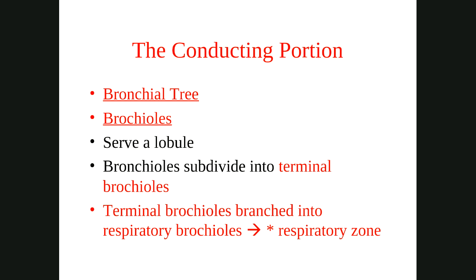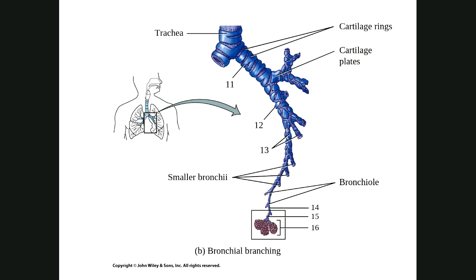Those bronchioles, they serve the lobule. Each bronchiole serves a lobule, and they're divided into terminal or final bronchioles. So terminal bronchioles are branched into respiratory bronchioles, which happens in the respiratory zone. And let's look at that right here.